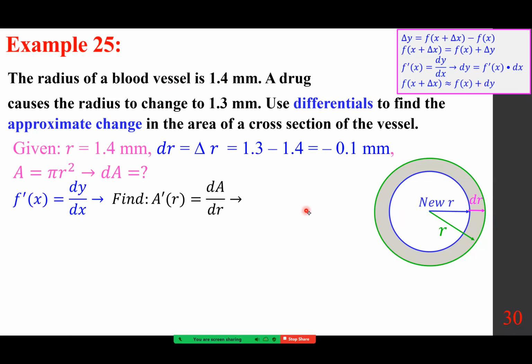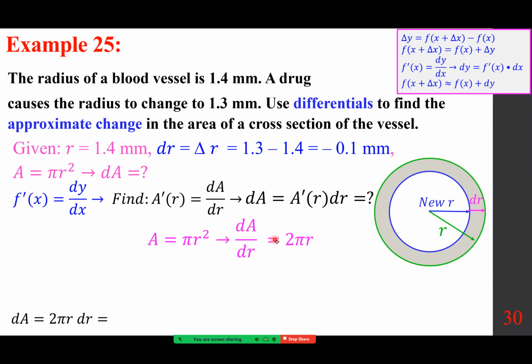So recall that f prime of x is dy/dx. So A prime of r is dA/dr. In this case, dy was the product of these two. In this case, dA is the product of these two. So first, we are going to differentiate A equals pi r squared with respect to r, and it becomes dA/dr or 2 pi r. So dA is the product of these two.